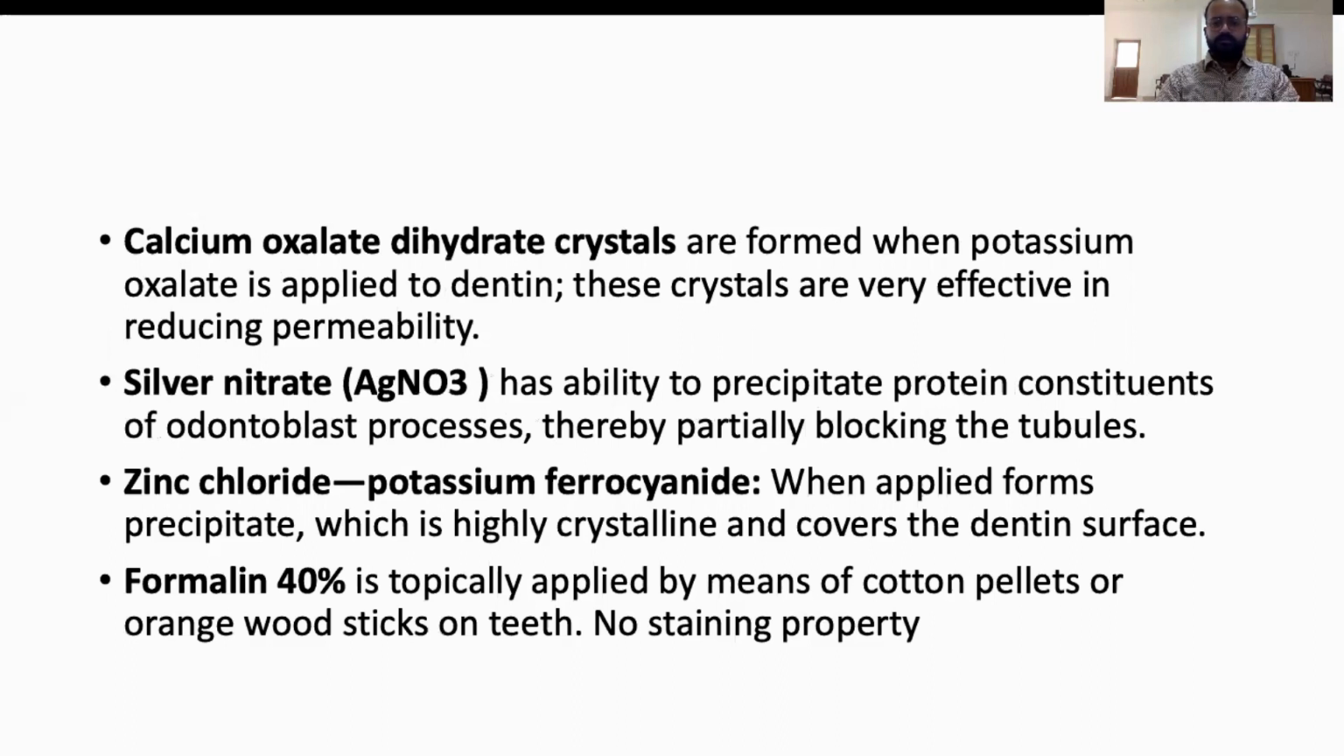Calcium oxalate dihydrate crystals are formed when potassium oxalate is applied onto the dentine. These crystals are very effective in reducing the permeability. AgNO3, or silver nitrate, has the ability to precipitate protein constituents onto the odontoblastic processes, thereby partially blocking the tubules. Zinc chloride or potassium ferrocyanide, when applied, is highly crystalline and covers the dentine surface. Formalin 40% is topically applied by means of cotton pellets or an orange stick onto the teeth, and it has no staining property.